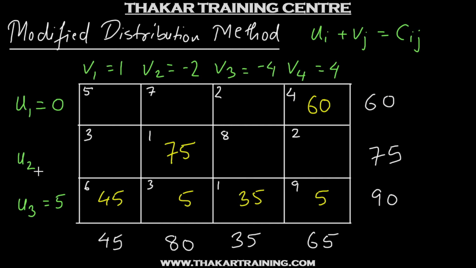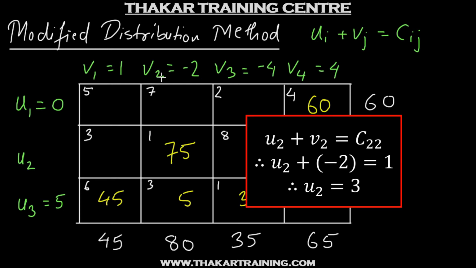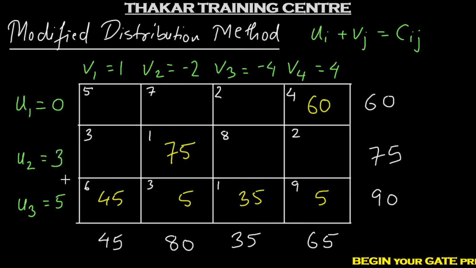Now the value which is remaining to be found out is u2. We have this cell which has an allocation. The value of v2 is known. This is cost C22. So using these values, we should be able to find out what is u2. u2 plus v2 should add up to C22. So u2 minus 2 should give 1. So u2 should be equal to 3. So we'll have 3 minus 2 equal to 1.